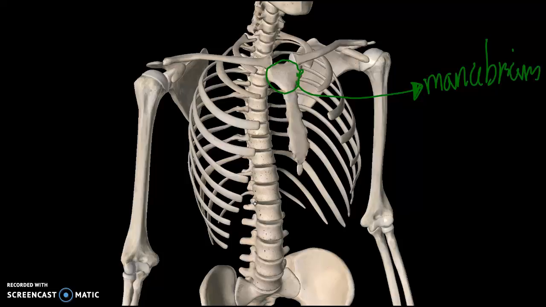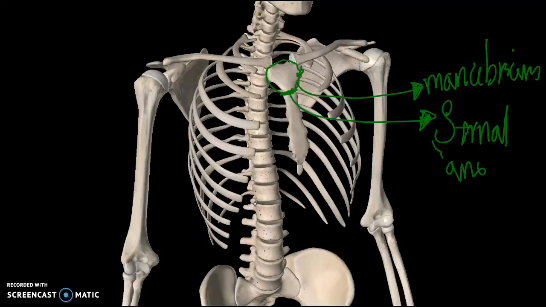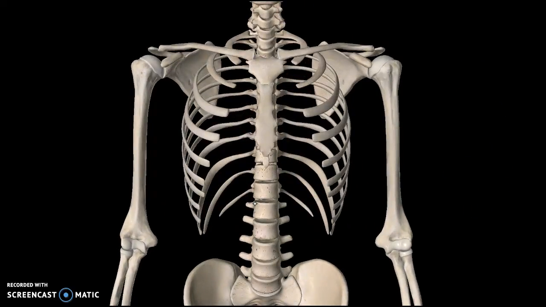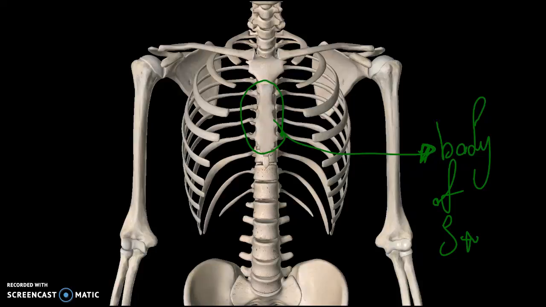Right underneath Manubrium, we got this guy here, which is known as the sternal angle. And right below the sternal angle, you got the body of sternum, which is this entire structure here. This is known as the body of sternum.